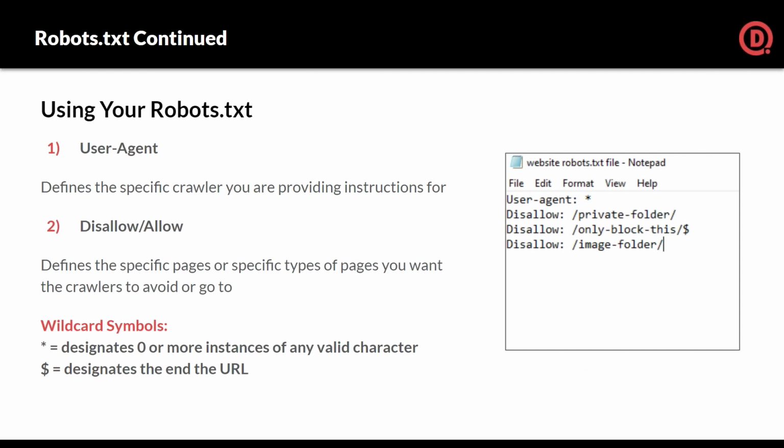So in my example on the right, when we say user agent: asterisk, that means we are saying these are instructions for every spider, every robot that comes to our site, as opposed to saying user agent: let's say Googlebot. So we're only laying instructions for Googlebot in that sense. And we're saying disallow for, in this example, our private folder, we're disallowing our image folder, and then in our middle line right there, only block this. The reason why we have a $ appended there is meaning we're not going to be disallowing anything that just contains only block this. We're going to be disallowing only URLs that end in only block this.